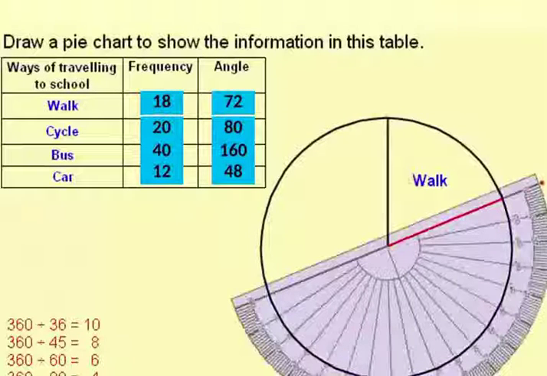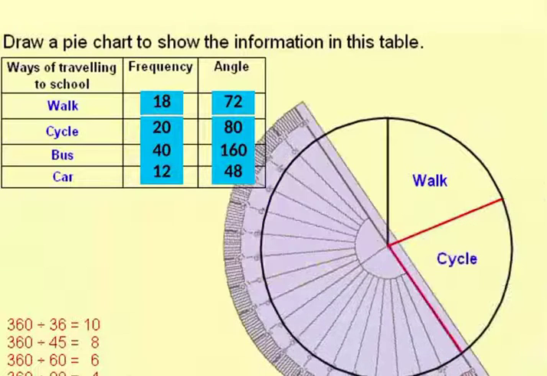I put my protractor again, and now I'm measuring 80 degrees. I start from 0, end at 80, put a dot over here, and then remove the protractor, and I use a ruler to draw a line to the edge of the circle. I label it as cycle.